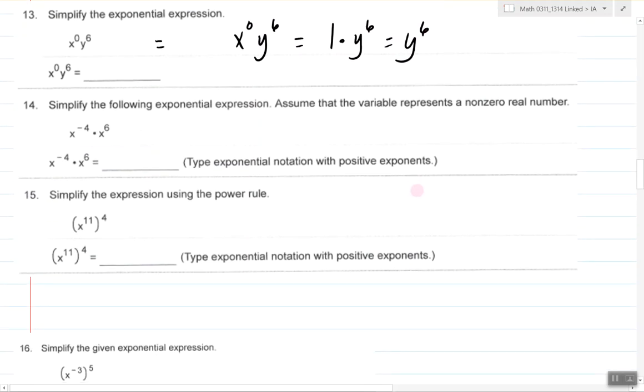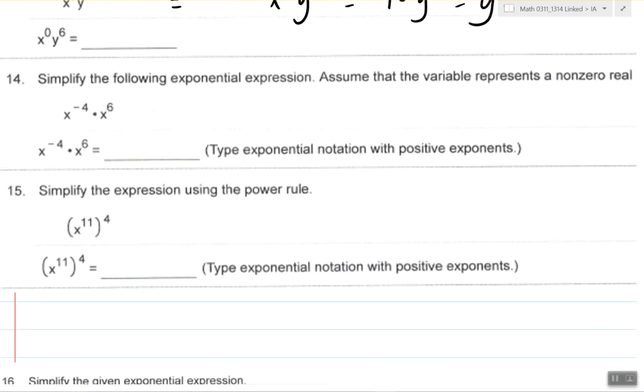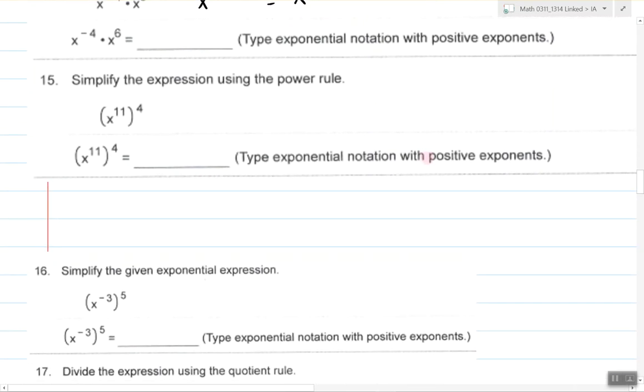The next one, though, does have two different powers of the same base. So I'm going to use the product rule because that's a product. So it's x to the negative 4 plus 6. That's x to the 2nd. And that's all I need to do. Number 15, power rule. That's going to be base x to the 11 times 4. That is x to the 44 power.